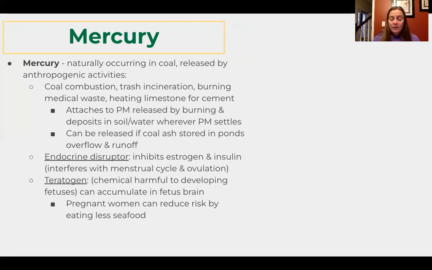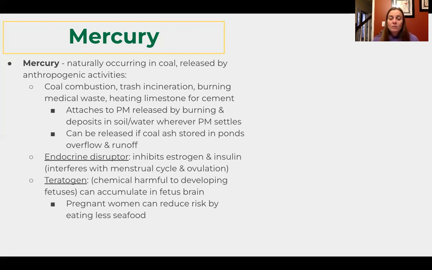It can also be released if coal ash that's stored in ponds overflows and runs off. So mercury is an endocrine disruptor. It inhibits estrogen and insulin production, estrogen being one of the female hormones, insulin obviously being the hormone that helps us to process sugar. So significant issues here with mercury.